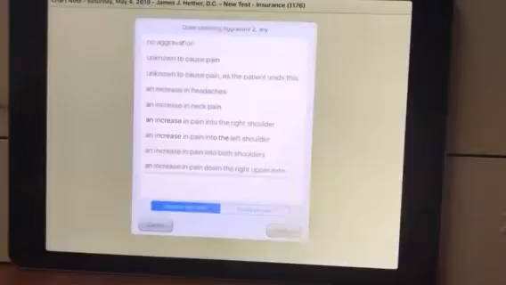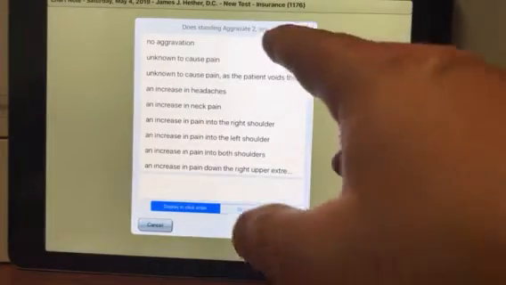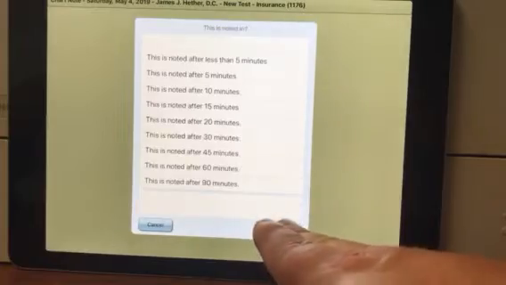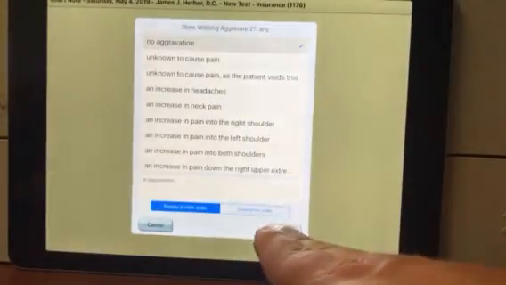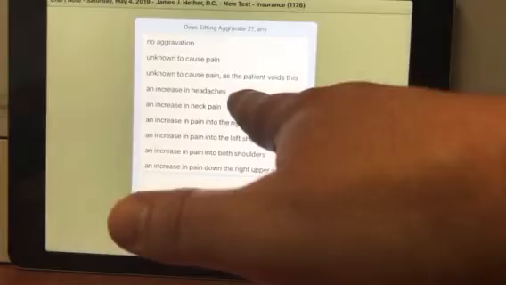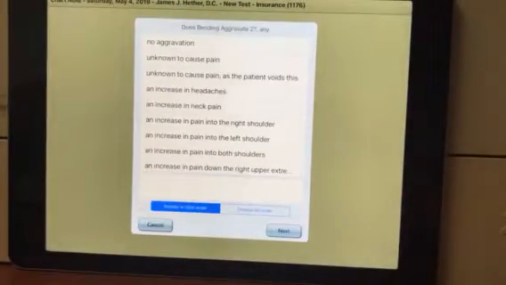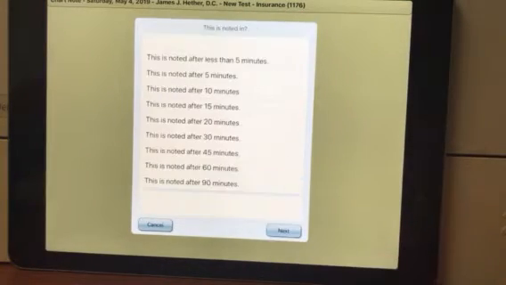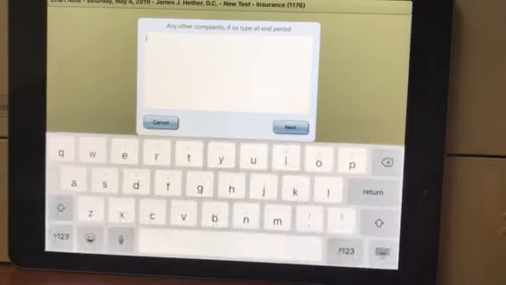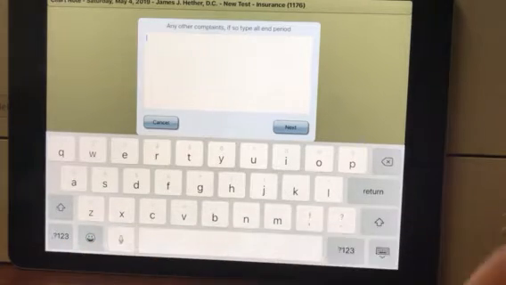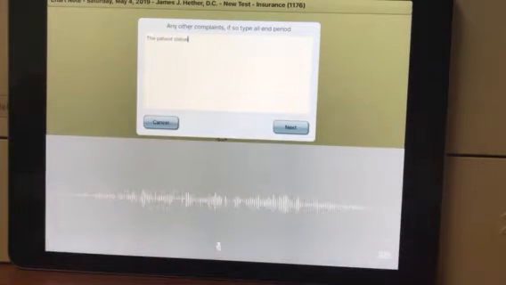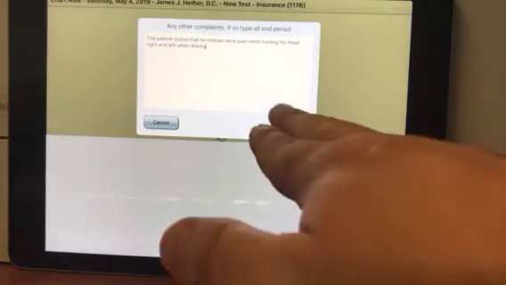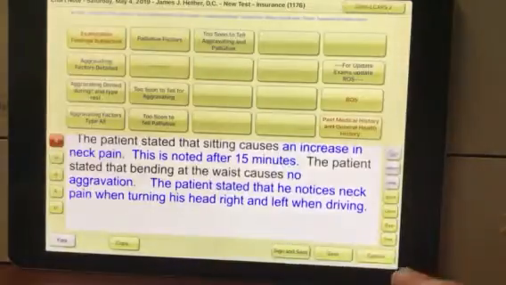From there, we're going to say that standing doesn't really bother his neck and that walking doesn't bother his neck, but he has some neck pain when he sits, and that's after about 15 minutes. We can then also say that bending over doesn't bother him, and if there's anything else that bothers him, we can add it by simply hitting the speaker button. The patient stated that he notices neck pain when turning his head right and left when driving, period. And we can save that.